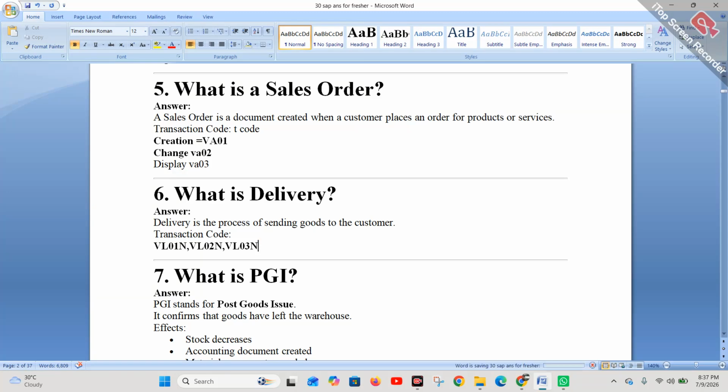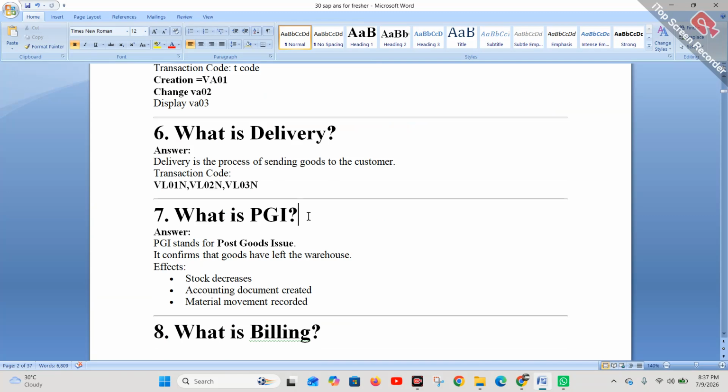Okay, next after delivery, the PGI. PGI means Post Goods Issue. PGI confirms that the goods have physically left the warehouse. Once the PGI is completed, the stock gets reduced. The material movement is recorded. An accounting document is generated. Ownership of the goods is transferred to the customer. This happens when the PGI gets generated.